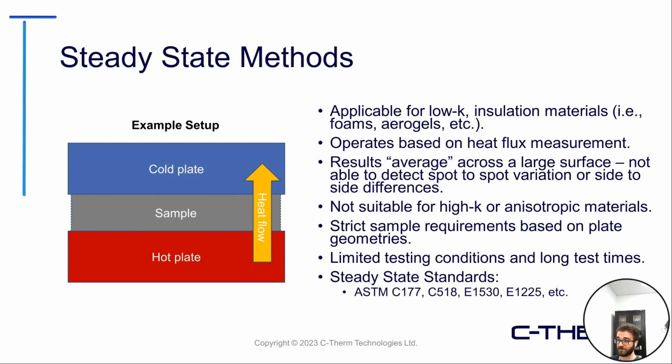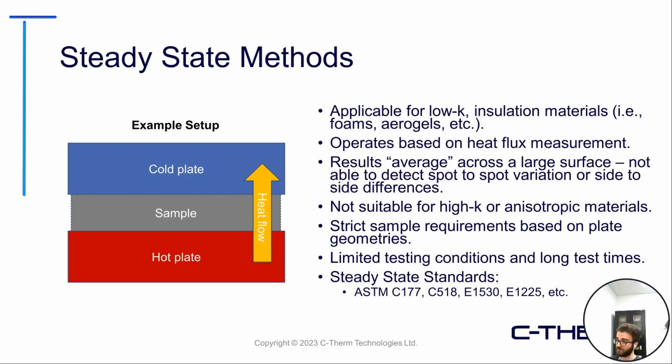Generally speaking, these are a really good option if you are dealing with low K insulation type samples, foams, aerogels. This is really what they lend themselves well to. They operate based on a heat flux measurement. One thing to note, though, is that the result you get from a steady state measurement, based on how they're set up, you can view almost like an average across a very large surface of material. One thing you lose, and something I'll highlight that's a benefit with transient, is the ability to detect spot-to-spot variations or very, very small differences throughout a material, the side-to-side differences.